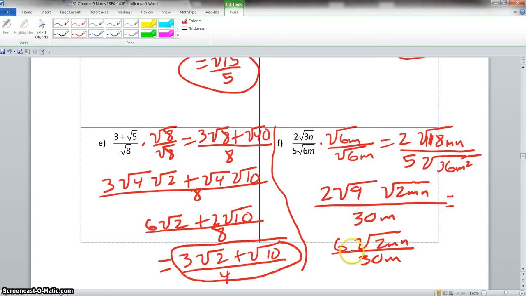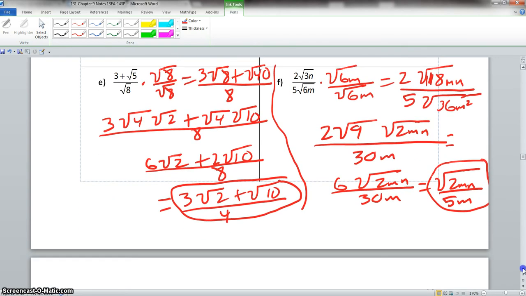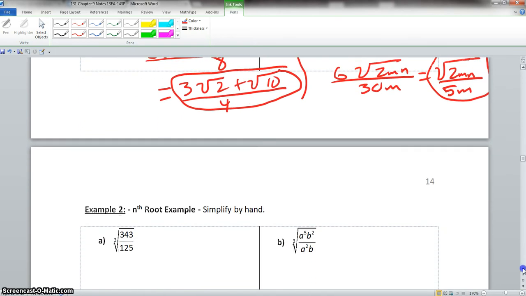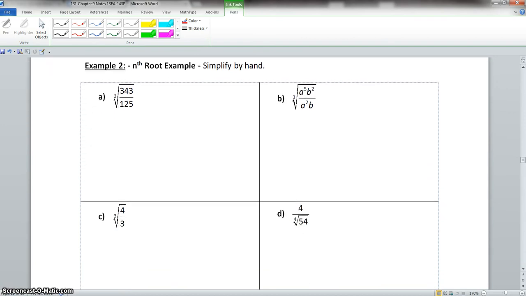Now we know that 6 and 30 both have 6 in common. So our numerator would be the square root of 2mn all over 5m. And that is our final answer. Now, this next page is not required, but it will help you with your homework.